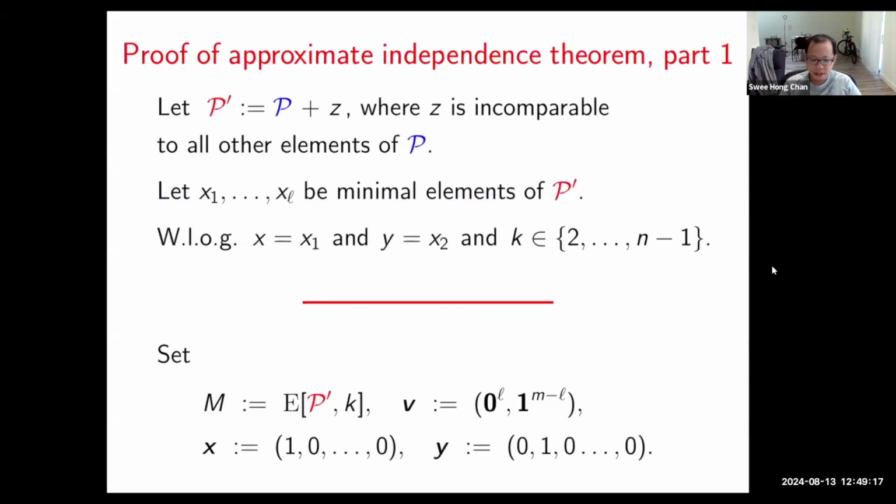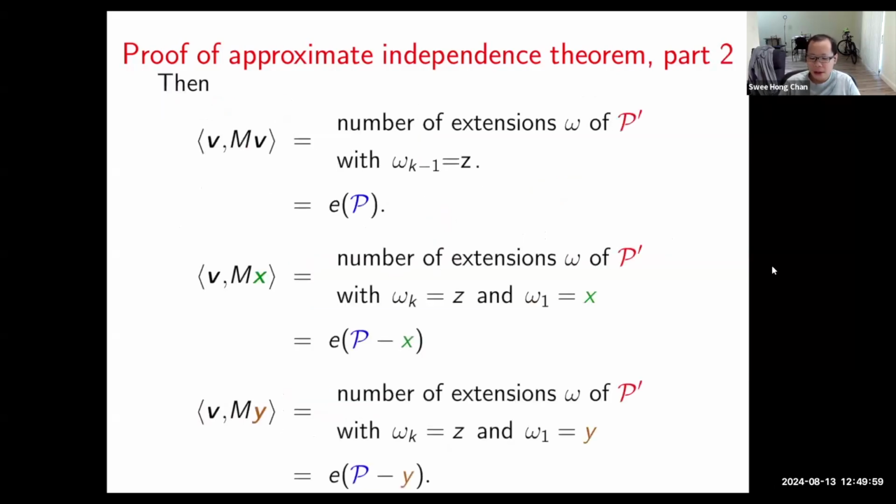And the proof goes like this. Let P prime be the poset. You take P and you add an extra element Z that's incomparable to all other elements in the poset. Then you set your M to be the extension matrix for P prime, and V is the vector where the first L entries are 0 and the last M minus L entries are 1. X corresponds to the first minimum element, Y corresponds to the second minimum element, under the assumption that the element X in the theorem is X1 and the second element is Y.